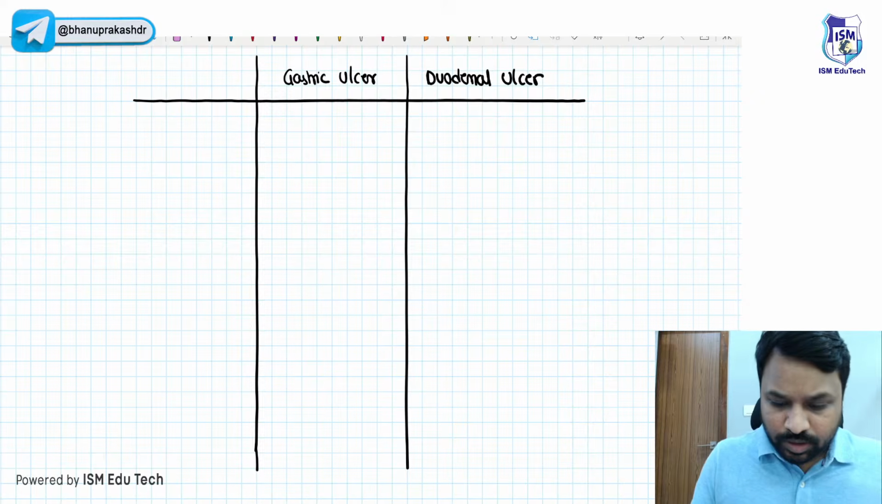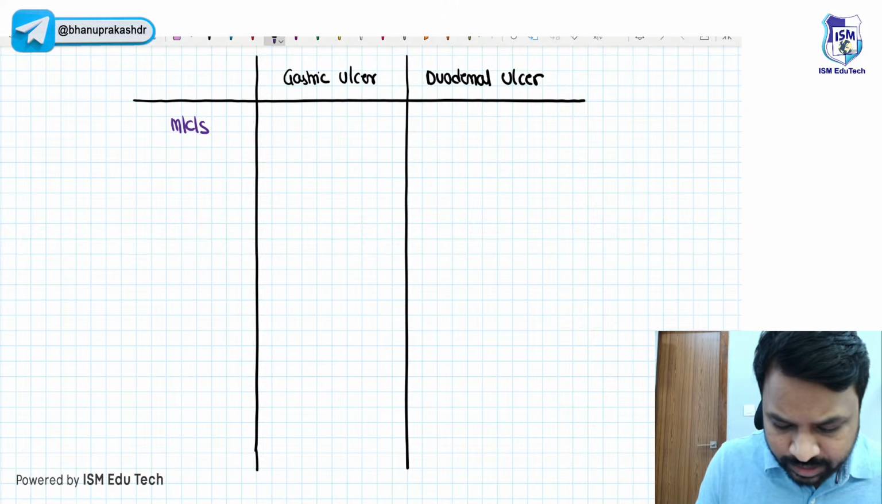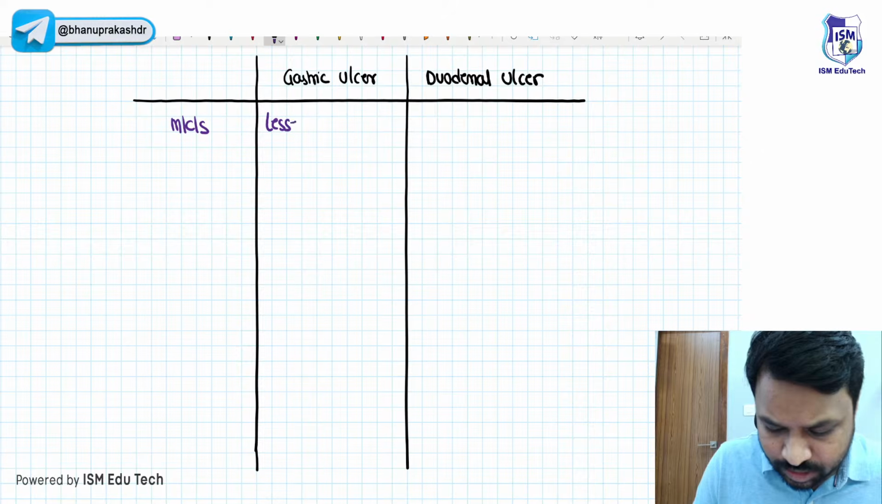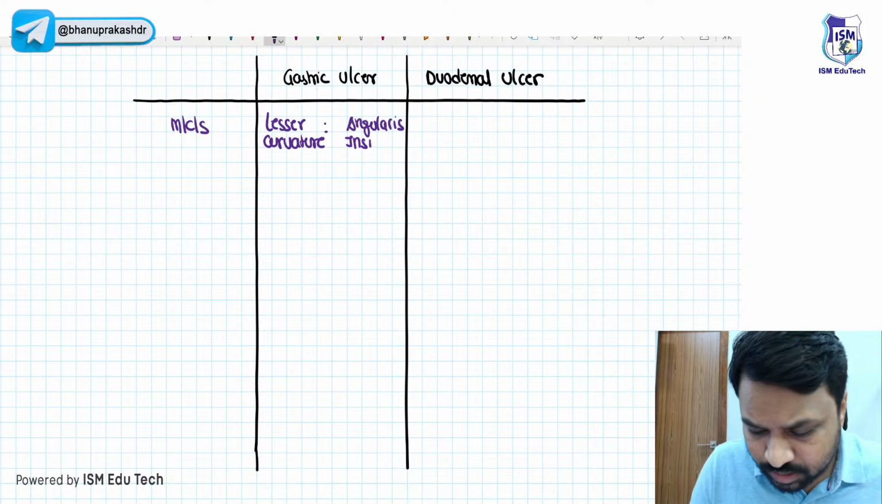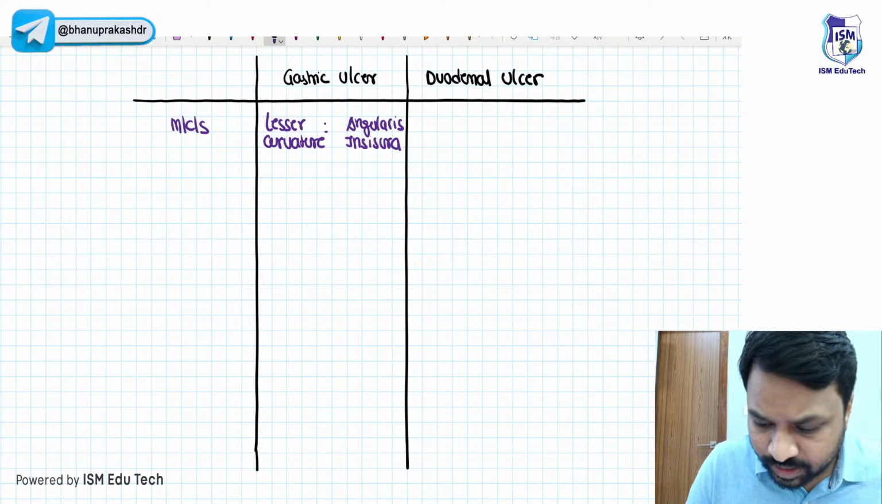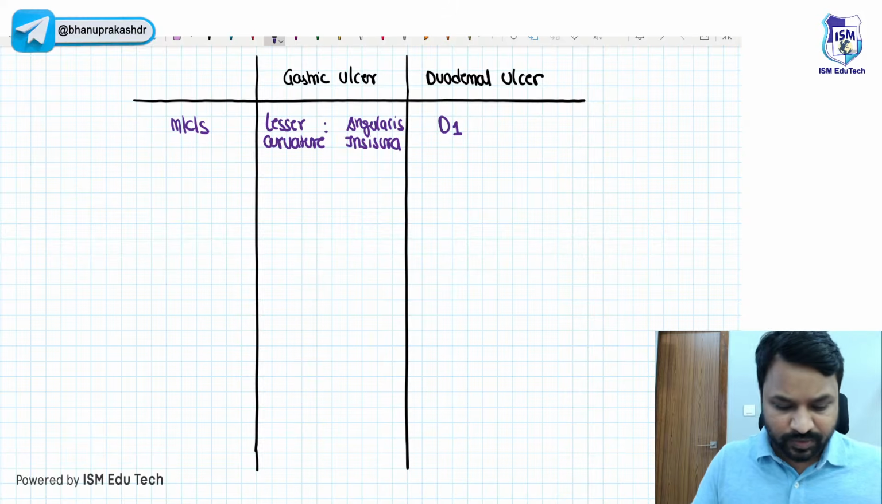Now, when you talk about gastric ulcers and duodenal ulcers, as I told you, the most common site for gastric ulcer is going to be the lesser curvature of the stomach, and this is at the angularis incisura. Whereas for the duodenal ulcer, it is going to be the first part of the duodenum.